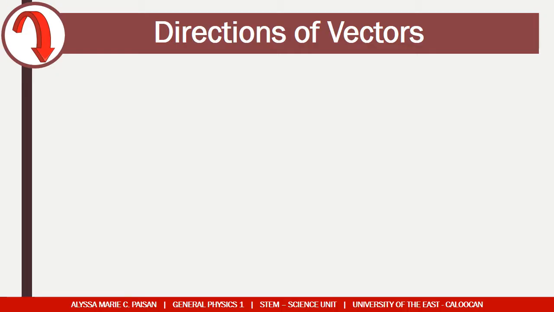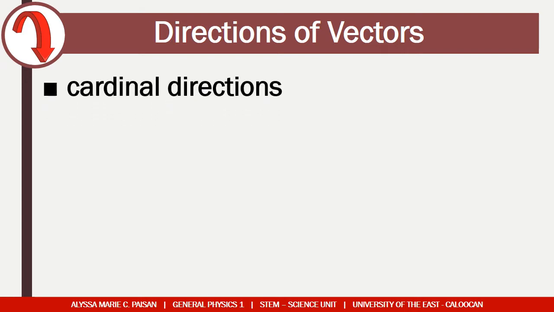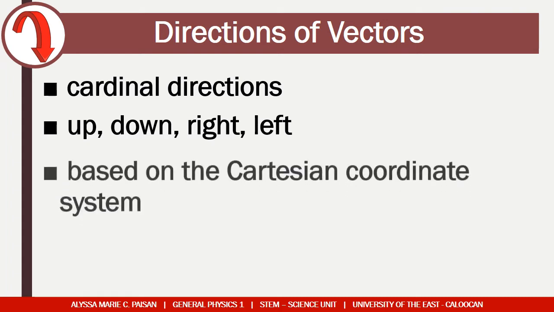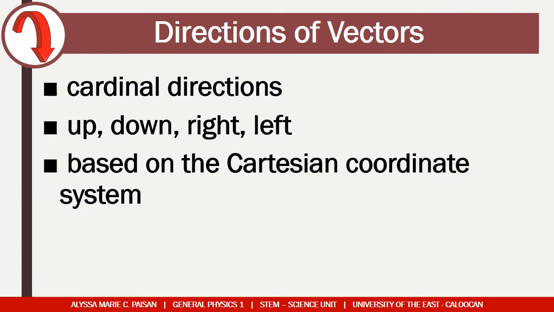We can have the following conventions in designating or determining the directions of vectors. We can use the cardinal directions, the normal directions, the up, down, right, left, and we can also use something that is based on the Cartesian coordinate system. Okay? But we're going to know more about them one by one.